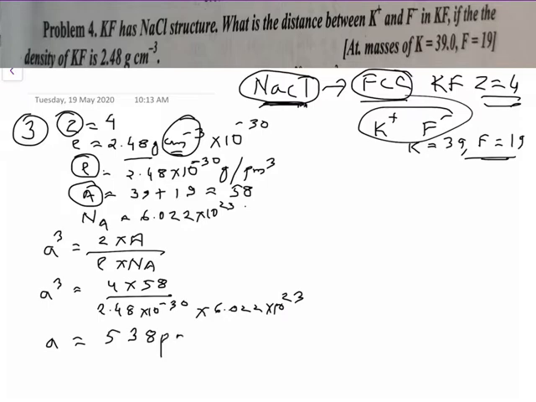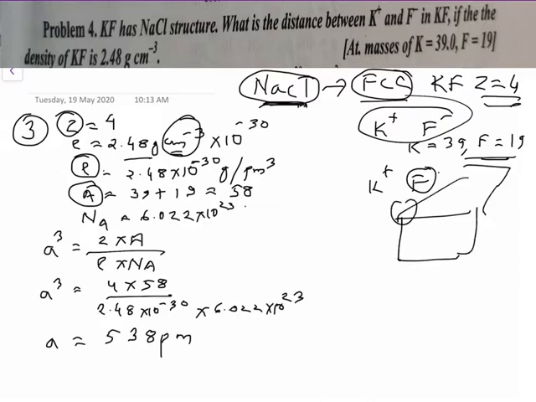Alright, now if this is 538 picometer, the question is asking you what is the distance between potassium ion and fluoride ion. To find this, if this is the edge length, supposing this is the unit cell, and these are potassium ions at the edge, then if you are asked to find edge length a, that is your 538 picometer.